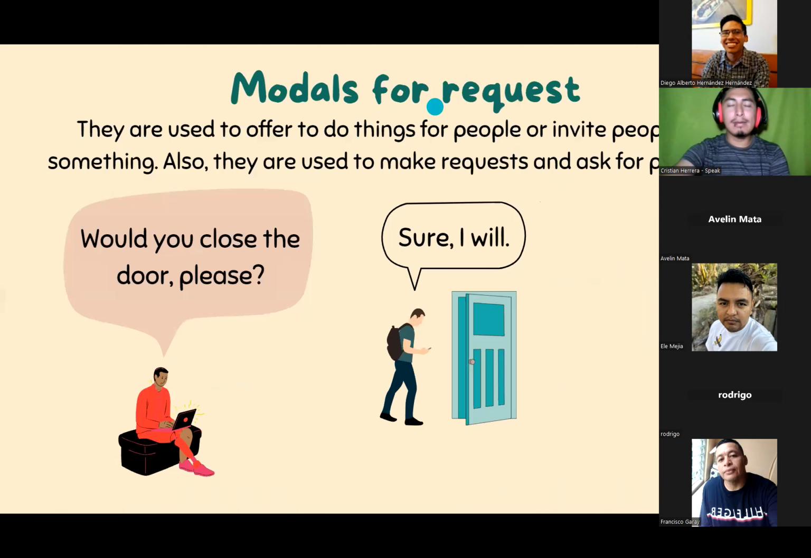To start with our class, everybody, as you see the topic, today we are talking about models for request. So we need everybody to learn some models, some expressions, and also some possible answers that we can use at the moment of accepting to make a request or declining to make a request. Let's start with this part, and I want to listen to Ele. Okay, Ele, can you help me reading this information?